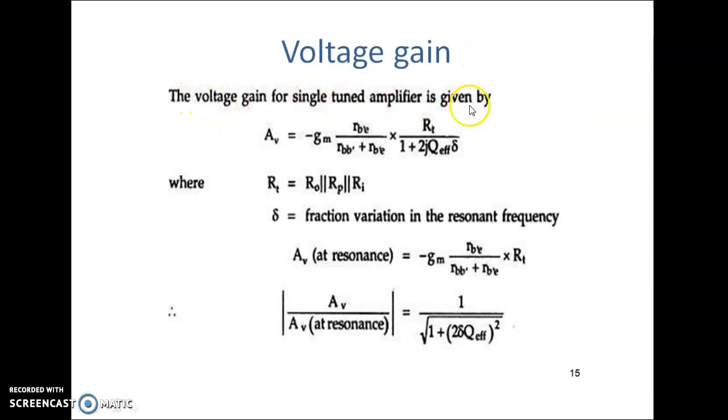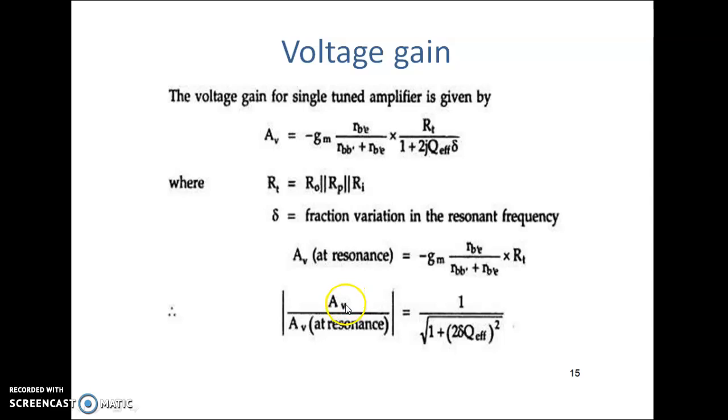Now the voltage gain of the single tuned amplifier is given by AV equals minus Gm Vb'e. Vb'e is nothing but the drop across Rb'e, and Rbb' and Rb'e act as a voltage divider. So it is Rb'e by (Rbb' plus Rb'e) into RT by (1 plus 2jQ effective delta), where delta is the fractional variation in your resonating frequency. At resonance, the system behaves purely resistive, so the imaginary part will not be there. Therefore it is given as minus Gm Rb'e by (Rbb' plus Rb'e) into RT.